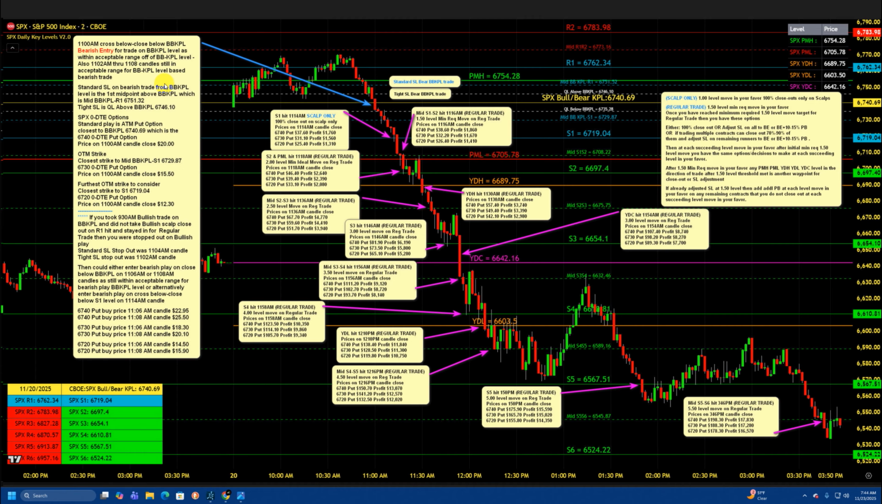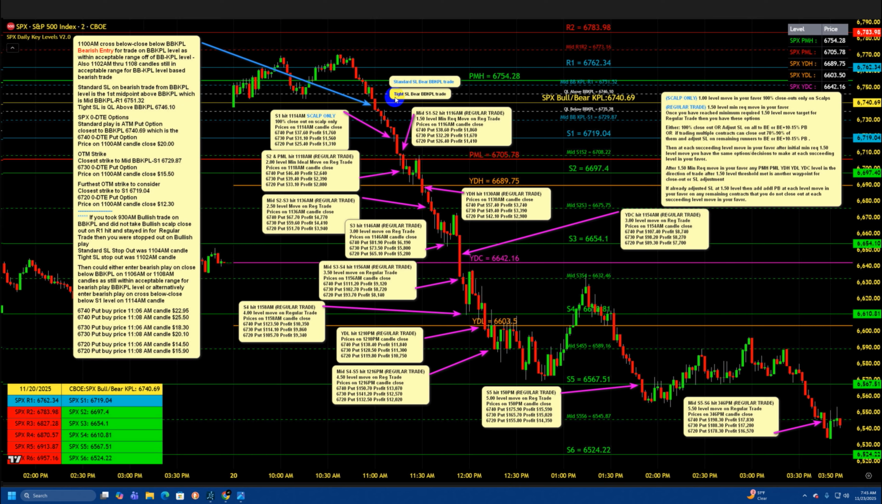Okay, so on this particular trade here, we have a bearish entry on a trade of the BBKPL level on this 11 a.m. candle, cross below, close below, and this candle is within the acceptable range. Also, keep in mind that some of these subsequent candles here are also within the acceptable range. So if you did not take this trade here and were instead looking for additional confirmations, then you could have also taken the trade here on some of these subsequent candles, as they are also within the acceptable range for a bearish trade off of the bull bear KPL.